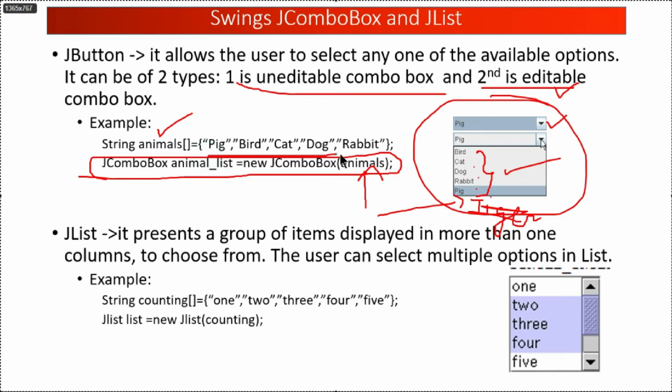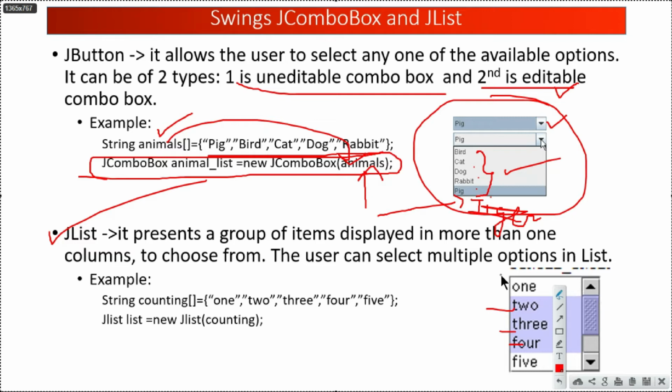Pass all the names that you want to display there, and then pass this array to the combo box argument. Okay, and the same thing you can do for the JList as well. The main difference between the combo box and list is that you can select multiple options from the list box, and it will show you multiple options at once, whereas JComboBox will only show you one option.